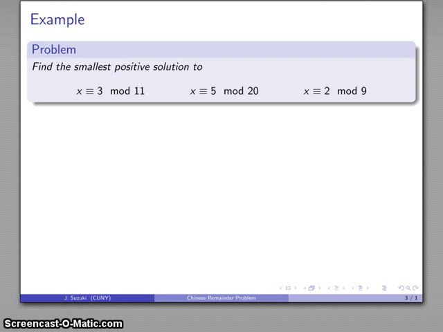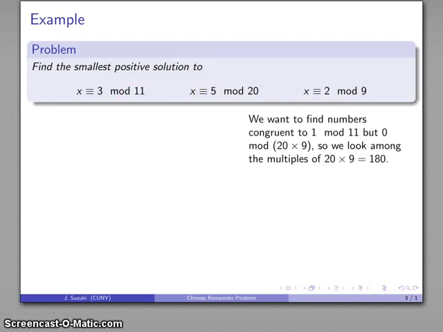Now let's take a look at another example. I'm going to look for the smallest positive solution to a number congruent to 3 mod 11, 5 mod 20, and 2 mod 9. So again, I'm going to look for numbers that are congruent to 1 mod 11 and 0 mod 20, 0 mod 9. So I'm going to look among multiples of 20 times 9, multiples of 180. And 180 is congruent to 4 mod 11, 360, 540, there we go.